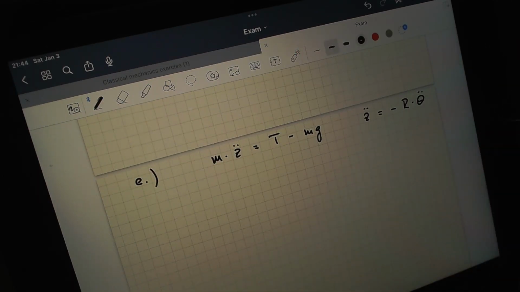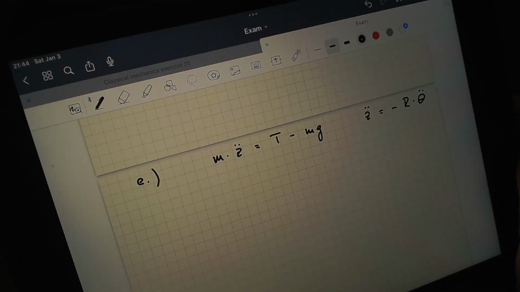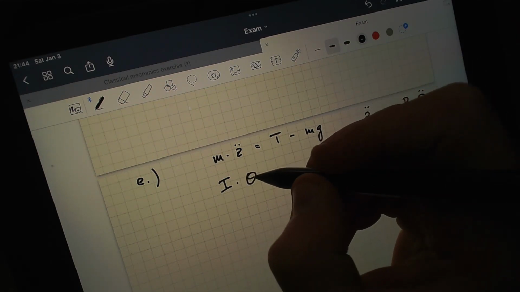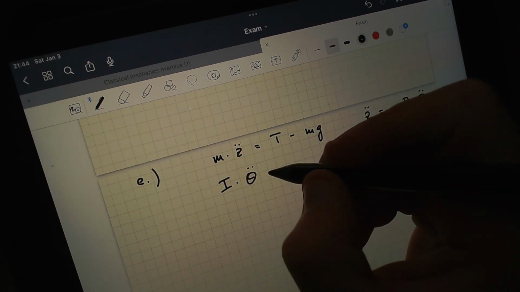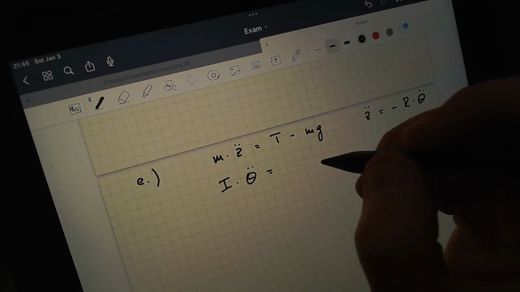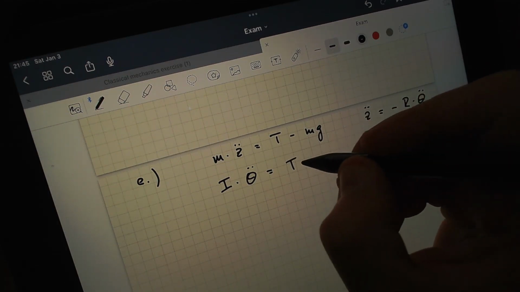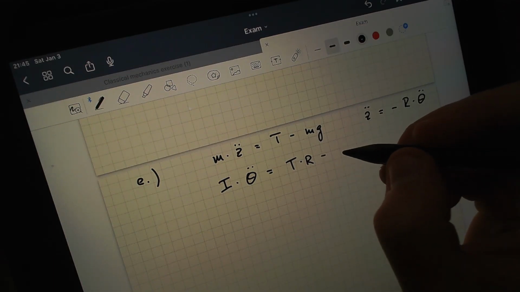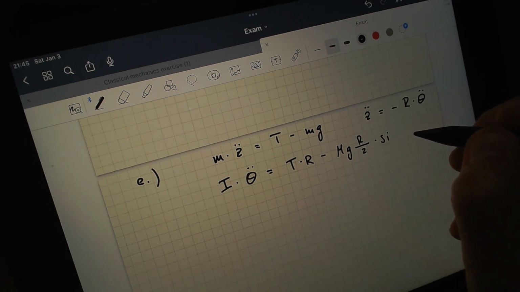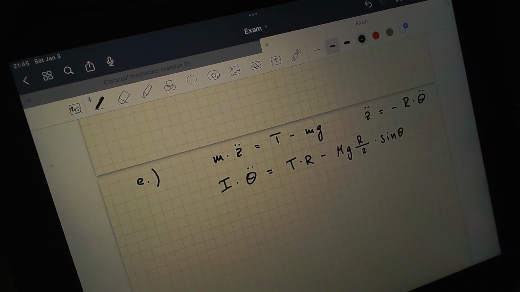Okay, so the second equation that we have to consider is the equation of motion for the rod, and as we did in the first point, we basically have to consider the moment of inertia times the angular acceleration for the system, and this is equal to the sum of the moments with respect to the point O. So here we basically have two moments, T times R, and then we have minus m g r over 2 times sine of theta.